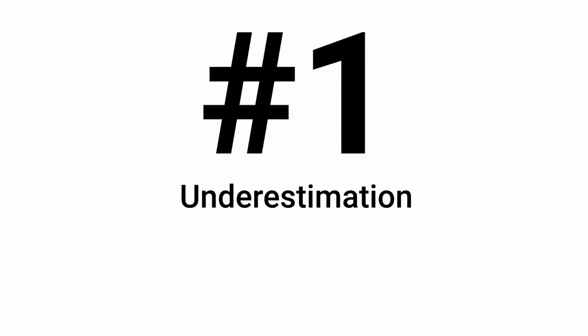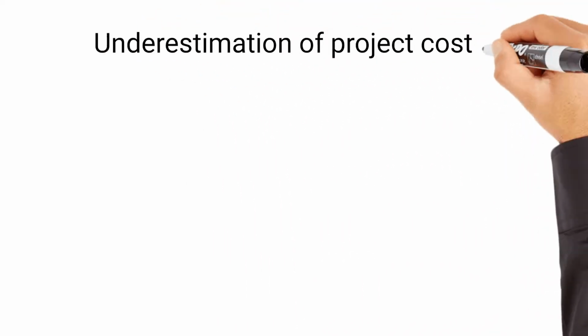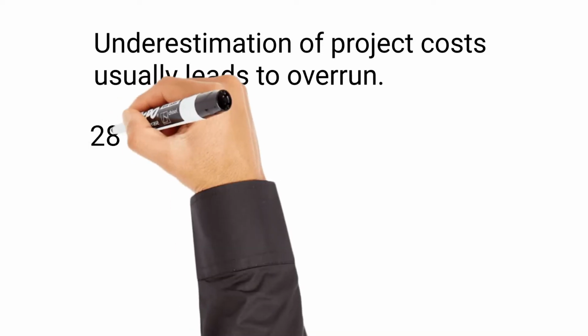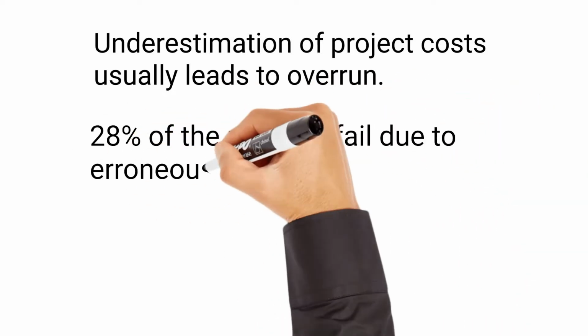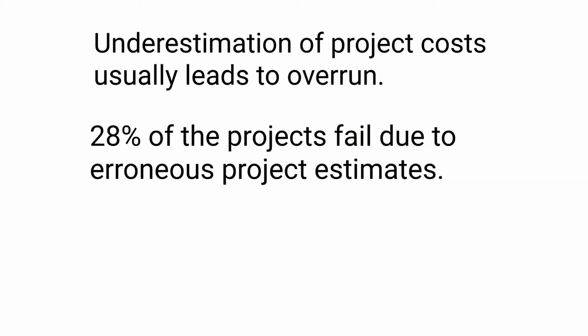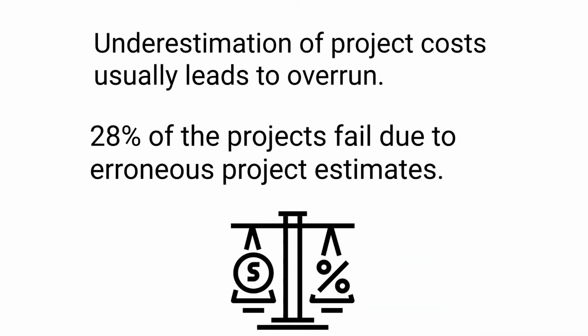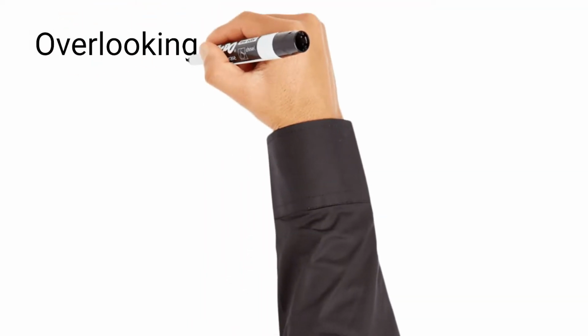Being optimistic about cost is good, but underestimation of project cost usually leads to overrun and is the number one cause for project overrun. Underestimation may happen because of adherence to only an optimistic scenario when planning, while not paying due attention to risk factors. 28% of the projects fail due to erroneous project estimates. Inaccuracy in estimates can result from both underestimation and overestimation of costs. Both are equally harmful, and a consequence of intentional or unintentional forecasting biases. To ensure positive project outcomes, estimates must be data-driven and precise.